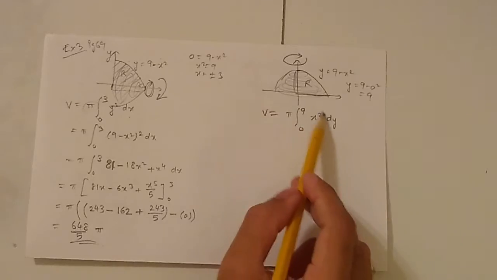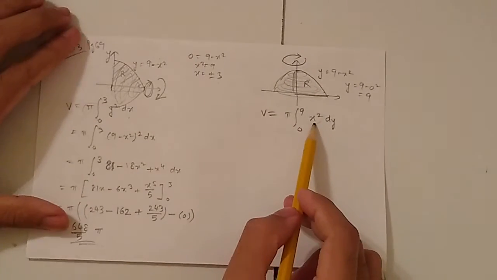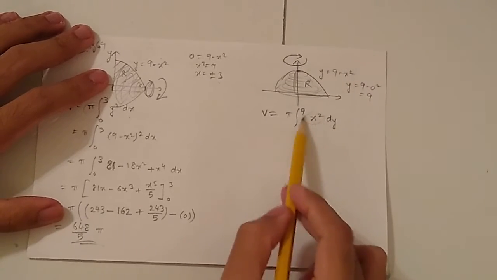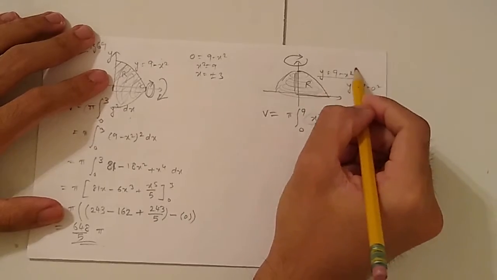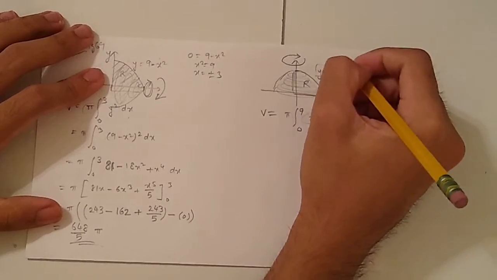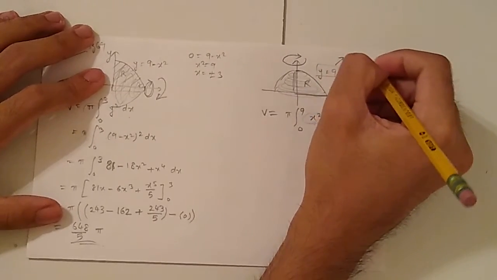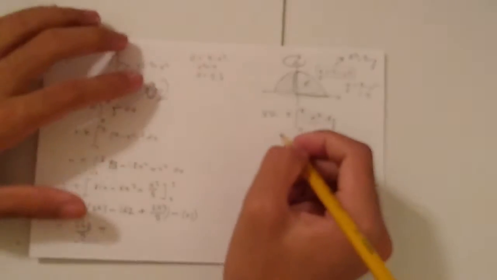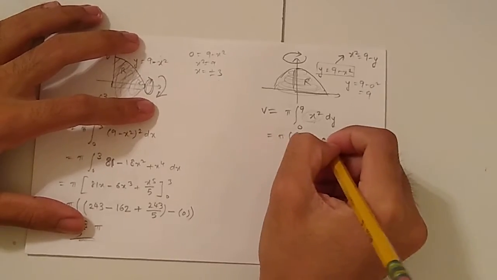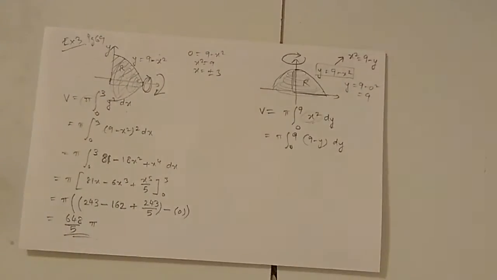Now we need to find an expression for x squared. We need to express x squared in terms of y, because we need to integrate with respect to y. You can easily rearrange this equation, and we find that x squared is equal to 9 minus y. Therefore this is equal to pi into the integral from 0 to 9 of (9 minus y) with respect to y.